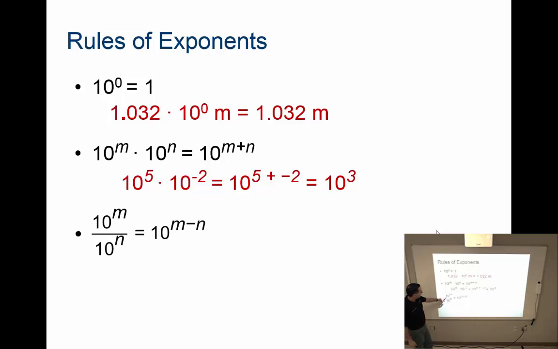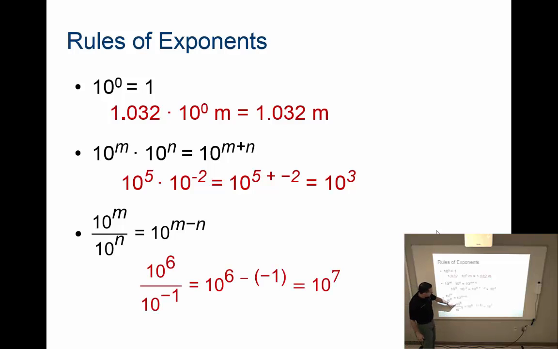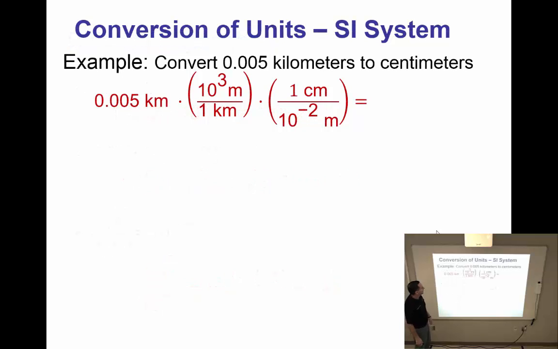If I'm dividing numbers that have the same base and different exponents, 10 to the m divided by 10 to the n is going to be 10 to the m minus n. And as an actual example here, 10 to the 6th power minus a negative. I'm subtracting a negative, so I will be distributing this negative, which ends up making it a positive number. So I get 10 to the 7th power as the remainder for that. And the reason we're covering this is so that when we do the next couple examples, we can use these rules of exponents to make the conversion process a little bit simpler.